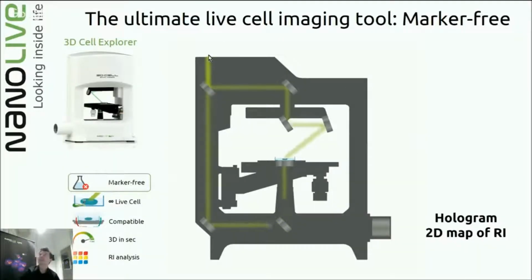We have a very low power laser beam that is split into two. One beam goes through the chassis at the end of the machine, and it's called the reference beam. The second beam is shined through the sample and then rejoins the reference beam at the bottom of the machine.